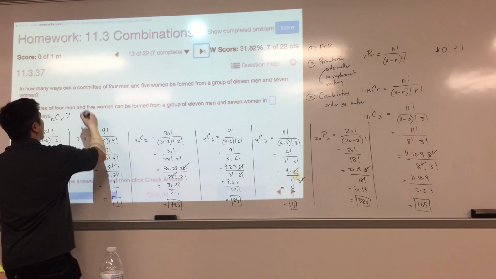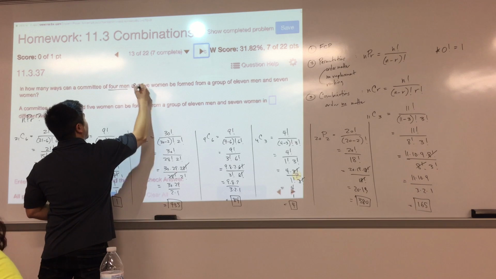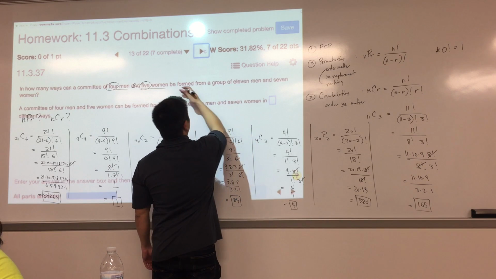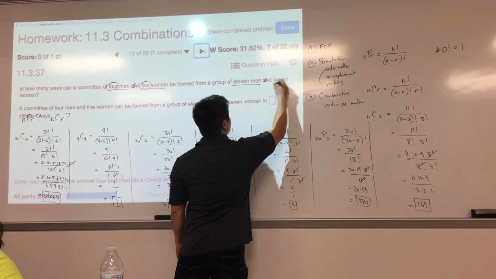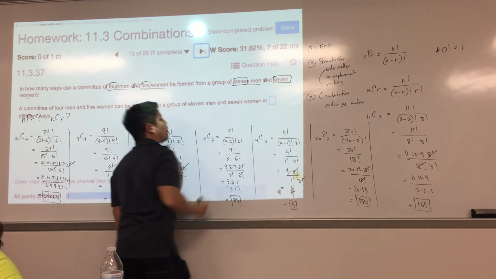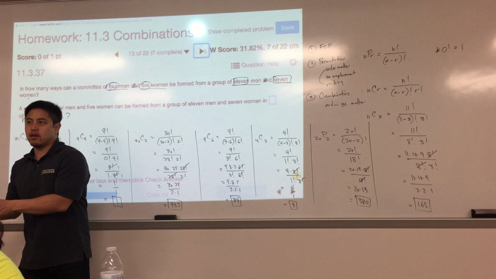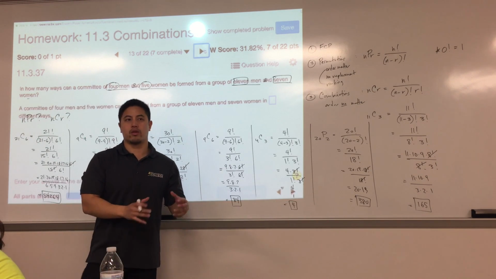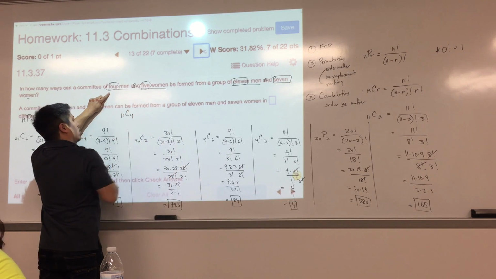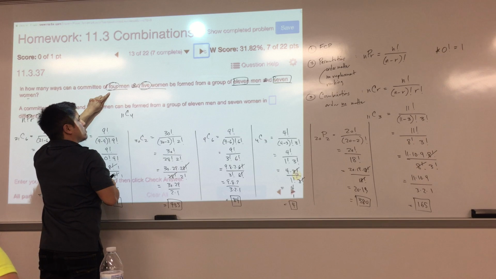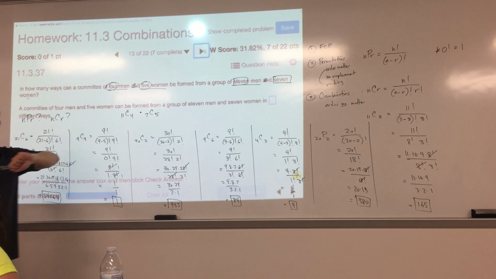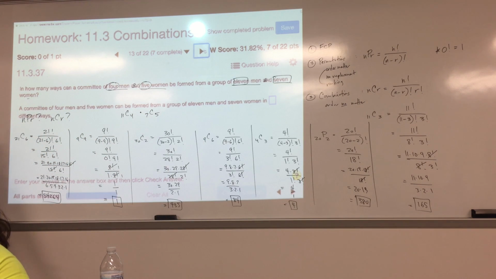But what is this whole committee of 4 men and 5 women? Where does that come from? And from a group of 11 men and 7 women. Where is that? How do we apply that? Well, it's actually very easy. Do the men with the men and the women with the women. What do I mean by that? 4 out of 11, 11C4. What's the women gonna be? 7C5. Then multiply them, actually. And that's your answer. Does that make sense, guys?